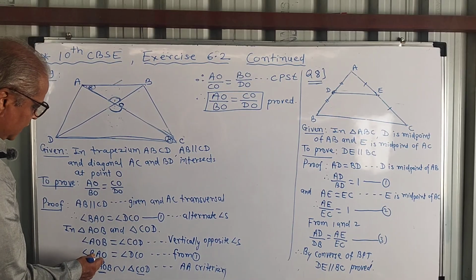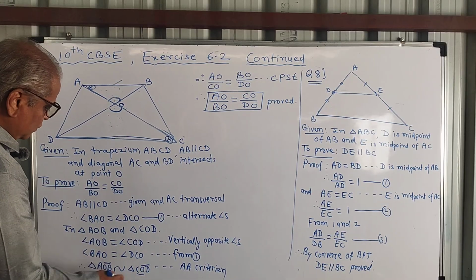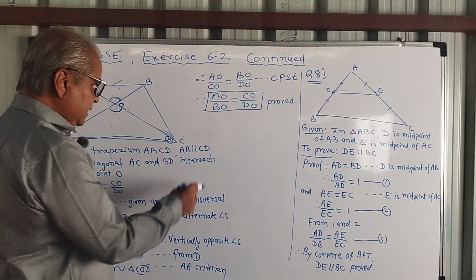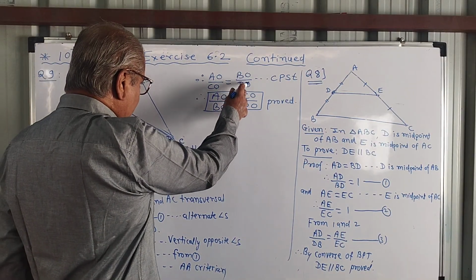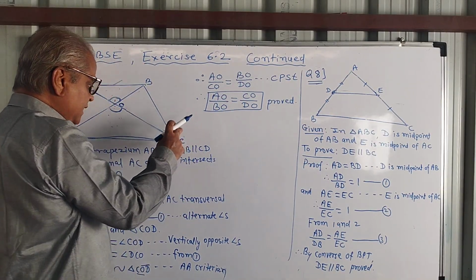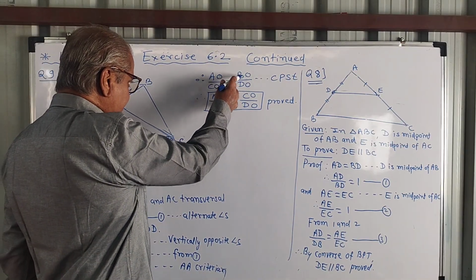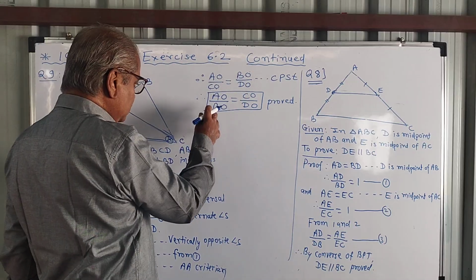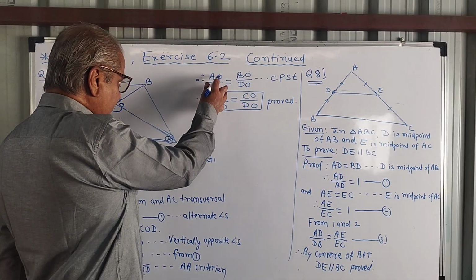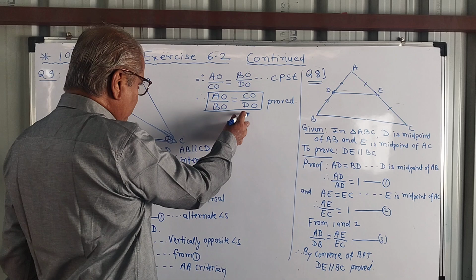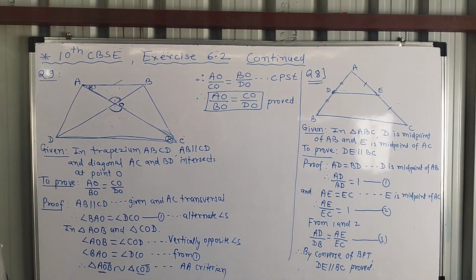I need BO, that means OB upon OD. So we need to take only these two sides. AO upon CO is equal to BO upon DO. But it is not, to prove is not like this. I need BO here, I need CO there. So by cross multiplication we will get AO upon BO is equal to CO upon DO, hence proved.